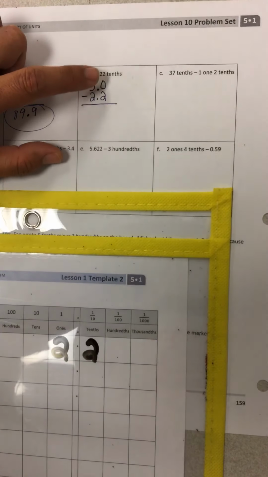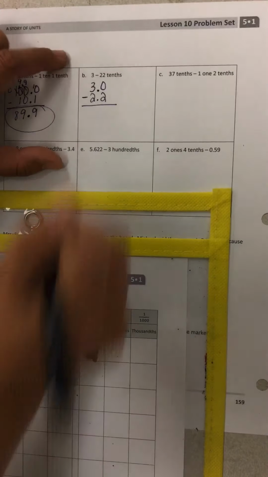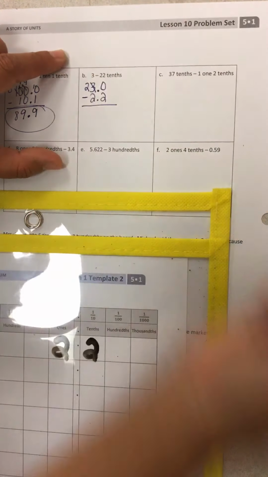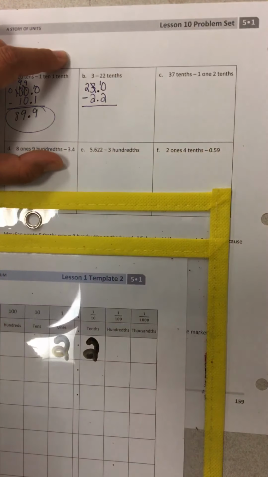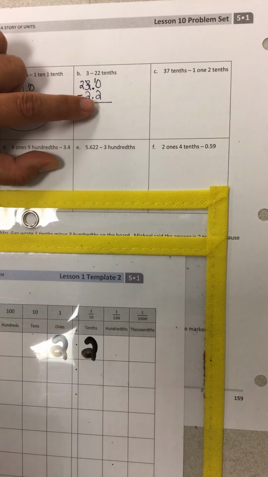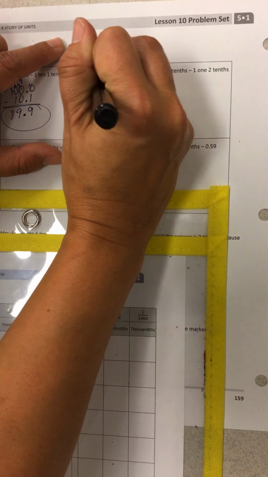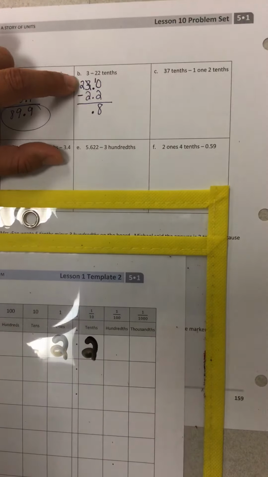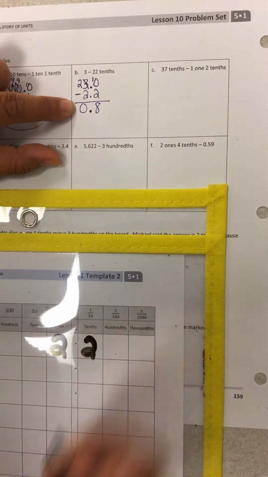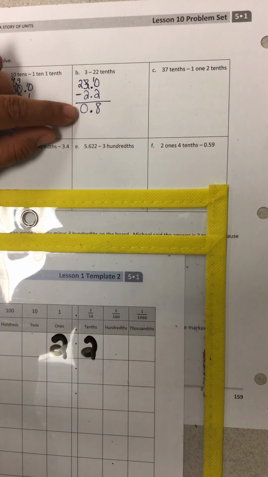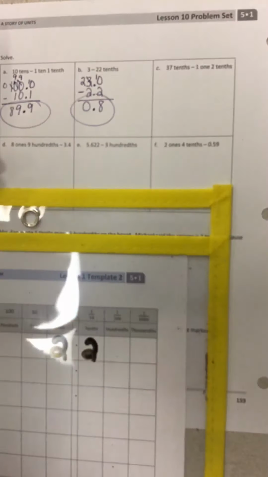Okay. I can't subtract 0 minus 2, so I need to regroup from my 3. I'll turn that into a 2. My 0 is going to turn into a 10. 10 minus 2 is going to be 8. Bring down that 0, and then 2 minus 2 is 0. Remember, you don't necessarily have to put that 0. It doesn't make it right. It doesn't make it wrong. And so here is your answer.